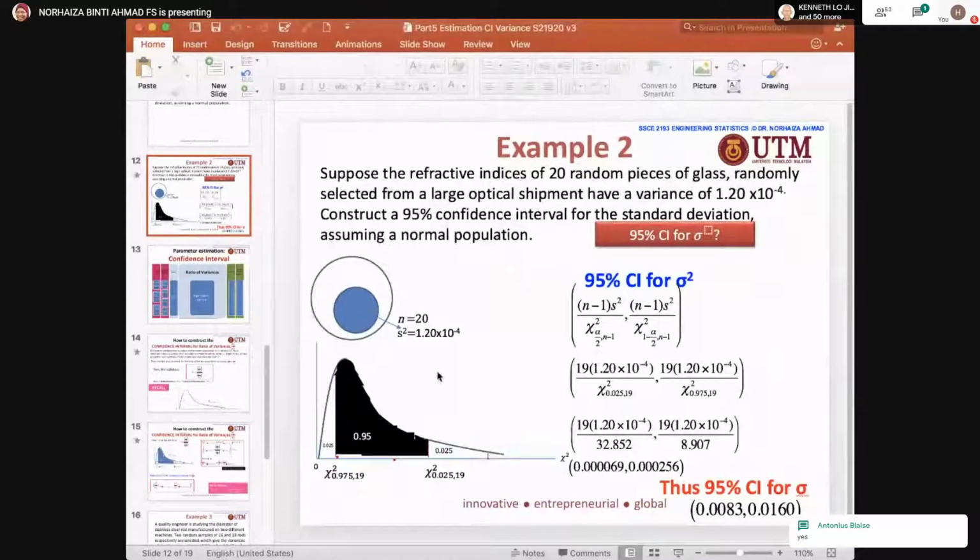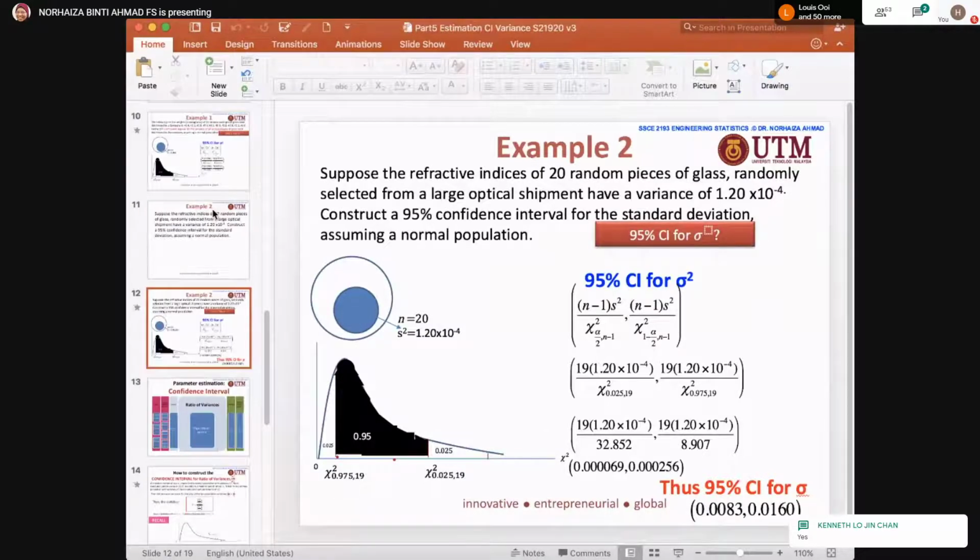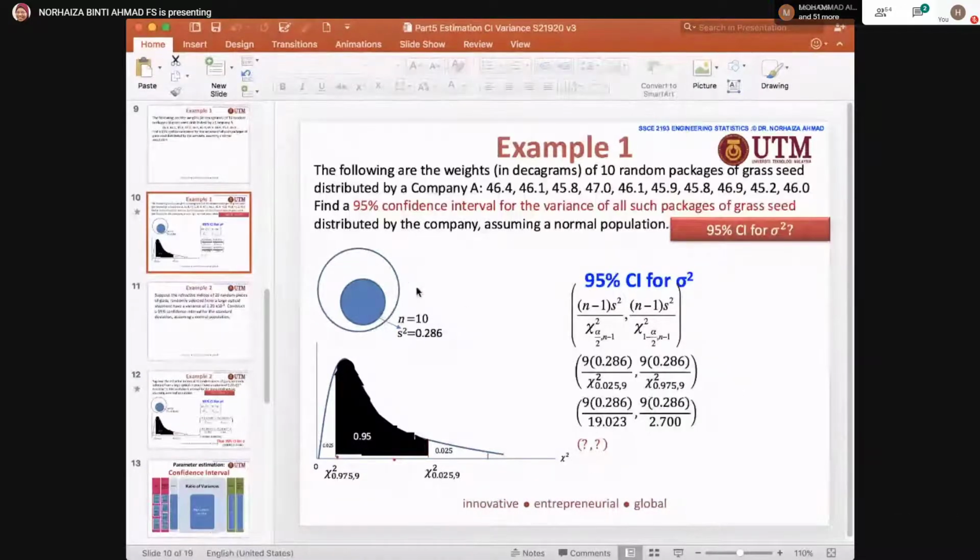Okay. So here you have Example 1. So this is your population. The observations from this population come from a normal distribution. From the sample, n is 10. If you calculate this, you have a sample variance of 0.286.